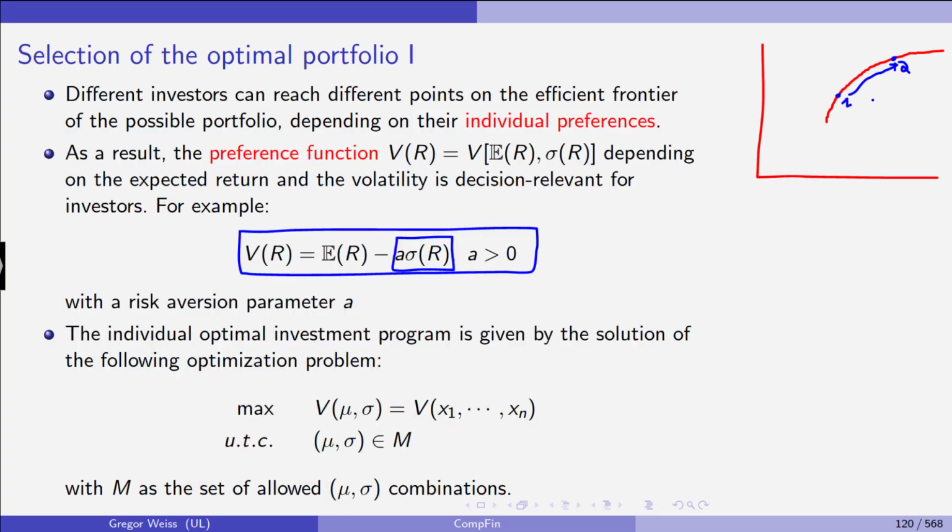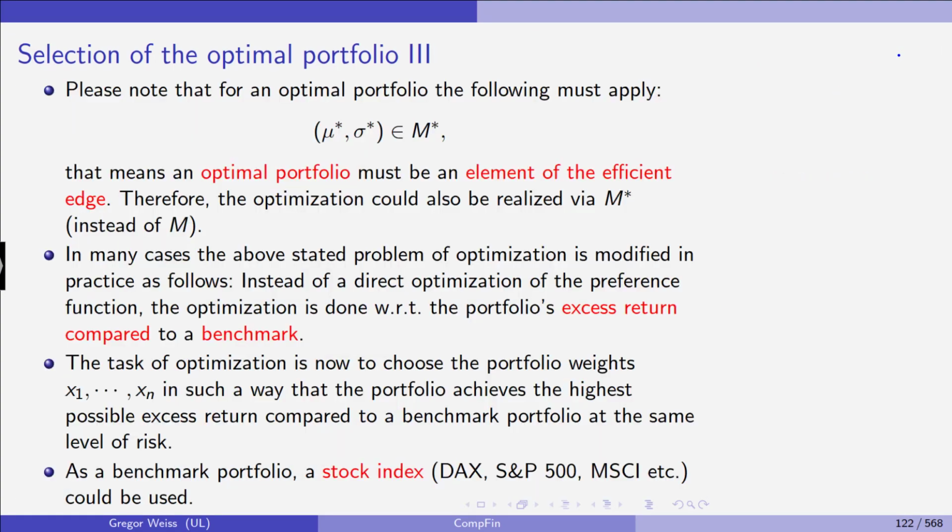So it should be on this eggshell here, or here, or here, and not, for example, here, because in this case, this portfolio would be dominated by this one here. Okay, so it should be efficient.